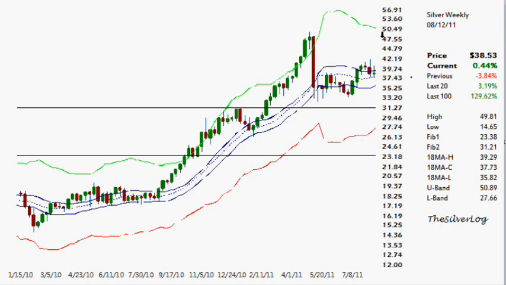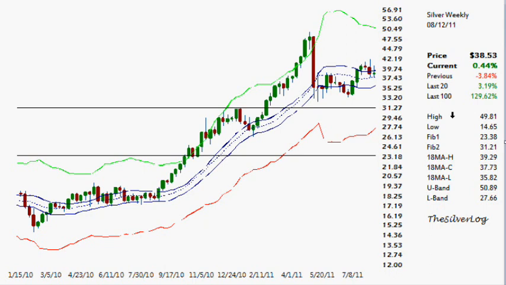And the numbers on the right hand side have the price of the silver market, and this is always in US dollars unless I clarify otherwise. The current candle or the current week is up 0.44%. Last week it was down 3.84. Over the last 20 periods or 20 weeks, it's up a little over 9, or 3.19, sorry. In the 100, it's more than doubled.